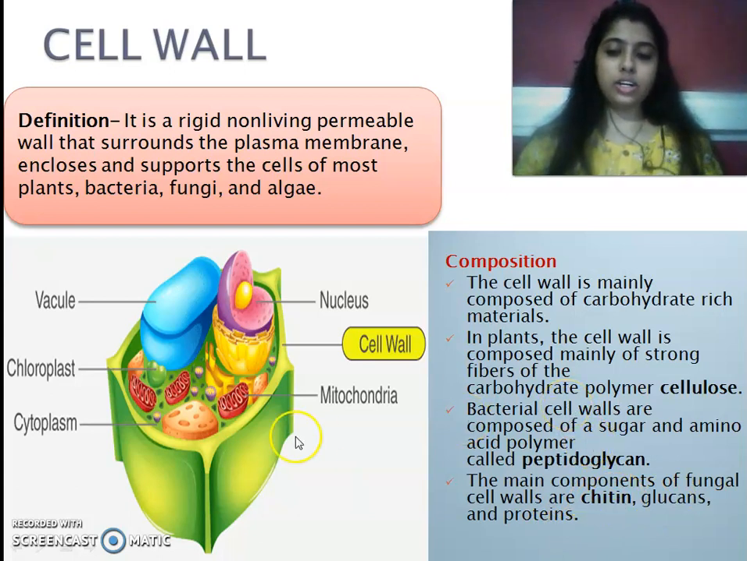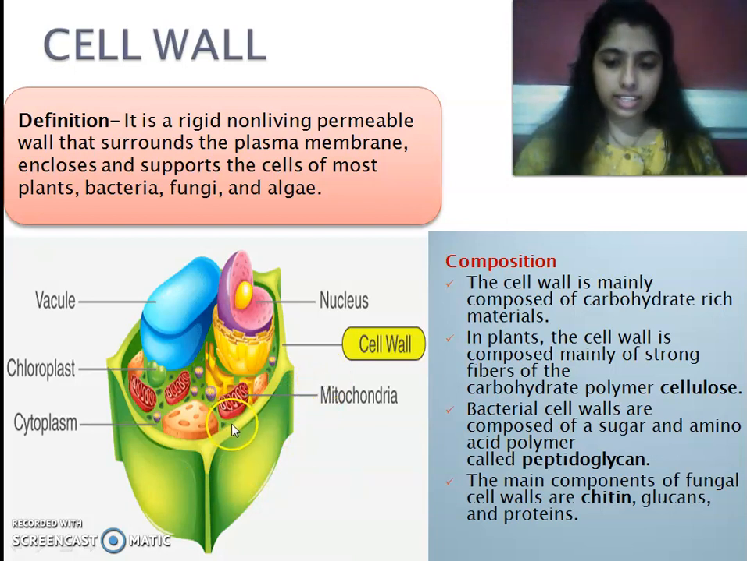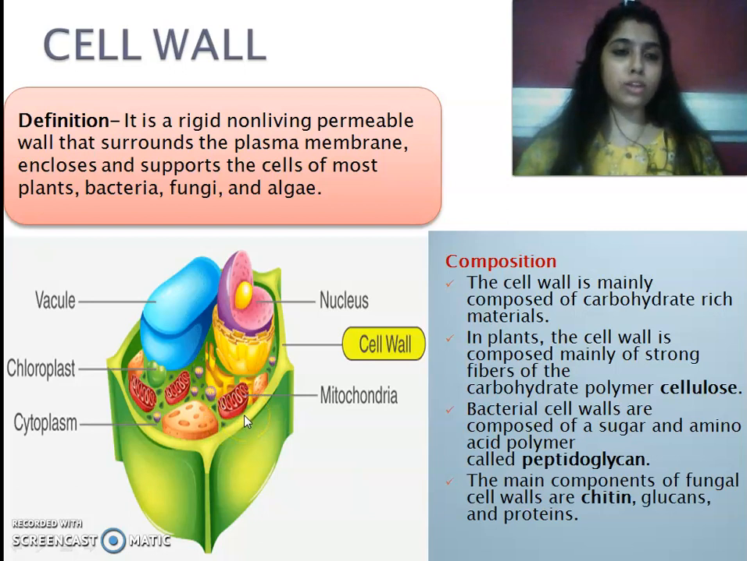In the structure given here, you can see that this is the cell wall which protects or covers the cell from outside, and the inside one is the cell membrane. And just remember one thing, cell wall is always present on the outer side of the cell membrane. Okay, cell membrane is present inside, and the cell wall covers the cell membrane from outside. So here this one is the cell wall. Clear?